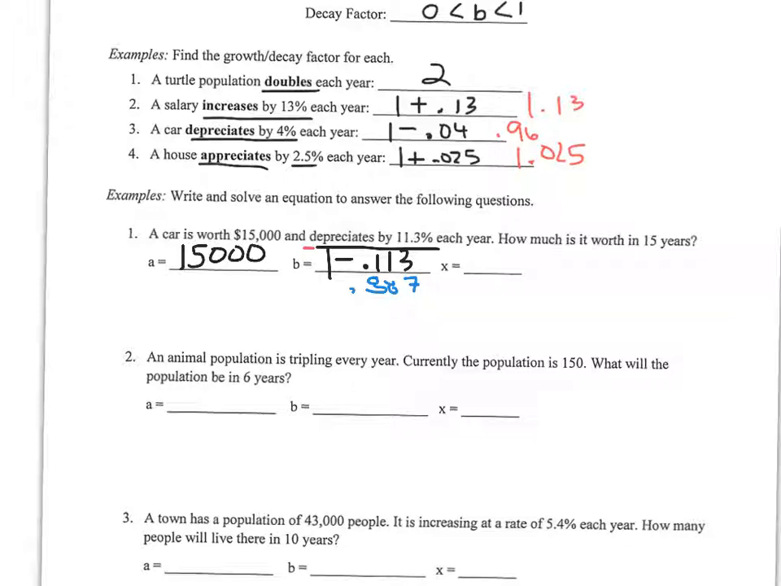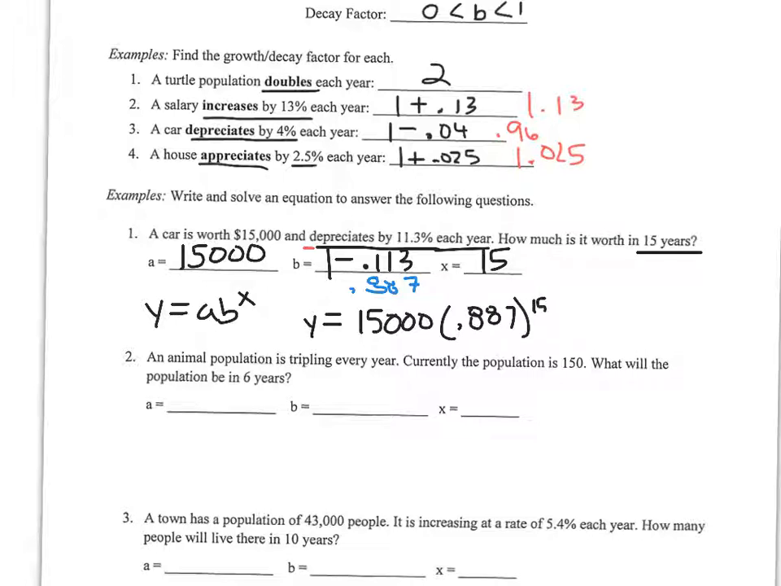And then if it's depreciating each year and there's 15 years, then x is going to be 15. So I'm going to plug this into y equals ab to the x. So it's y equals 15,000 times 0.887 to the 15th power. And I do that in my calculator. So I get $2,482.82. So make sure if it's money, you round it to 2 decimal places.